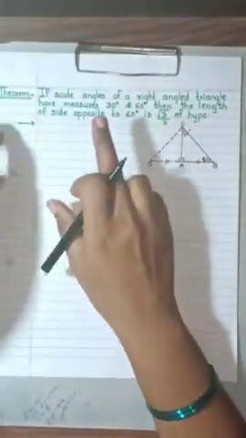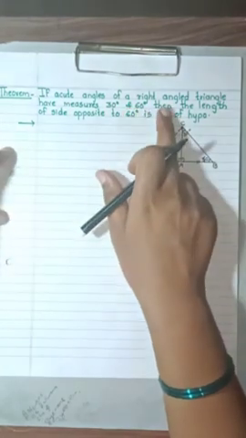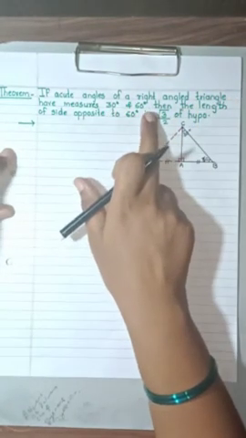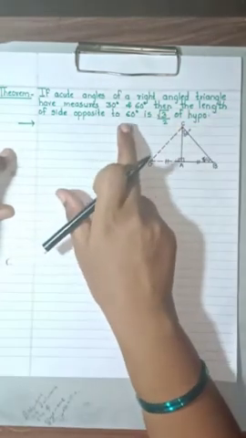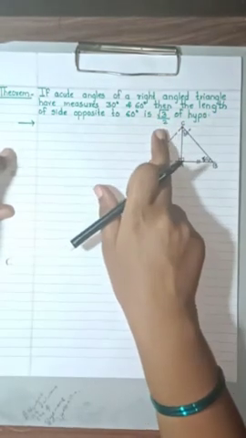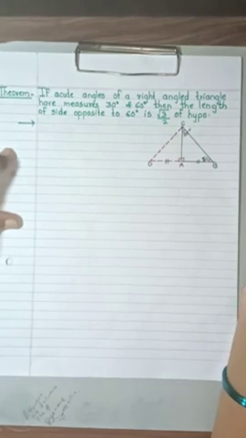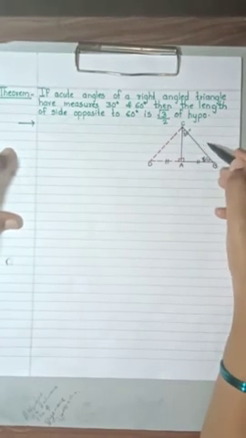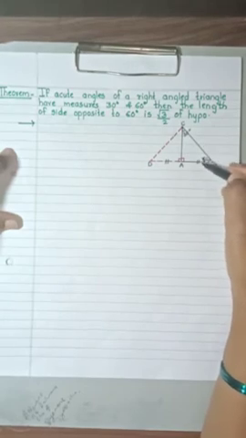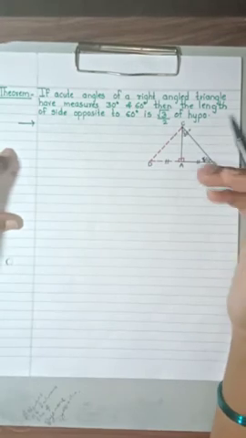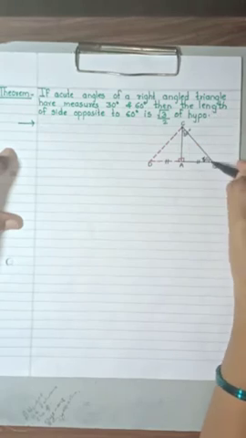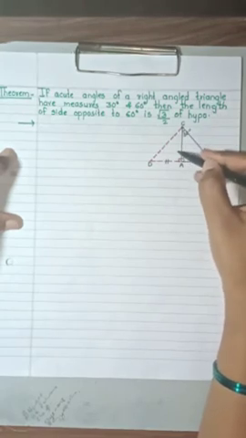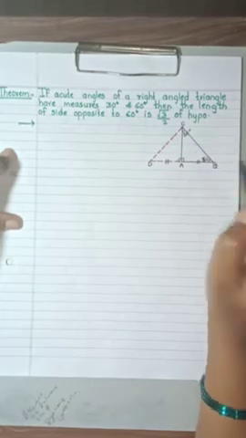Okay, if the acute angles of a right angle triangle have measures 30 degrees and 60 degrees, then the length of the side opposite to 60 degrees is root 3 upon 2 of the hypotenuse. Now what you studied just now, the side opposite to 30 degrees is half of the hypotenuse. Here you are going to prove that the side opposite to 60 degrees, which is AC, will be root 3 upon 2 times the hypotenuse.